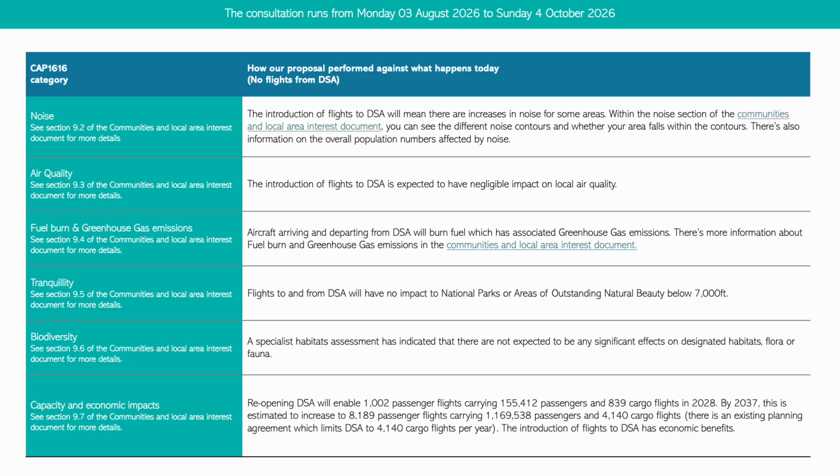As the controlled airspace and flight paths will enable more aircraft to operate to and from the airport, there will of course be an associated increase in greenhouse gas emissions, and you'll find more information about that in the Communities and Local Area Interest document. In terms of tranquility, government policy requires us to consider overflight of national parks or areas of outstanding natural beauty below 7,000 feet. There'll be no overflight to any national parks or areas of outstanding natural beauty as a result of this airspace change.